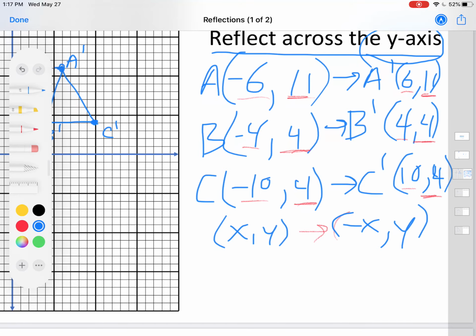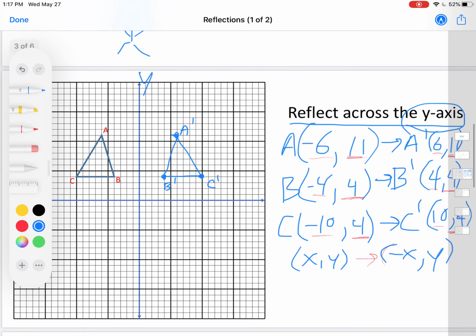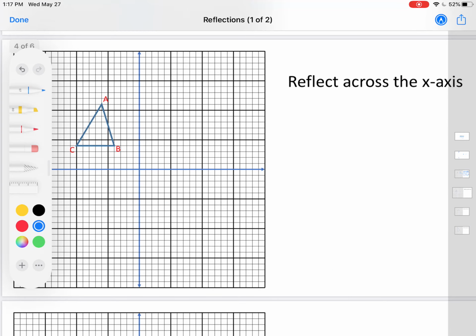Which coordinate changed, the x or the y? The x changed. We're going across the y-axis. Why does the x change? Well, what direction are we going? We're going left and right. If we go left and right, which axis controls left and right? The x-axis does. It's a little bit crisscrossy. When you go across the y-axis, the x-coordinate changes.